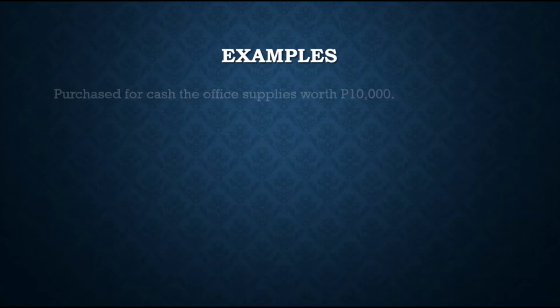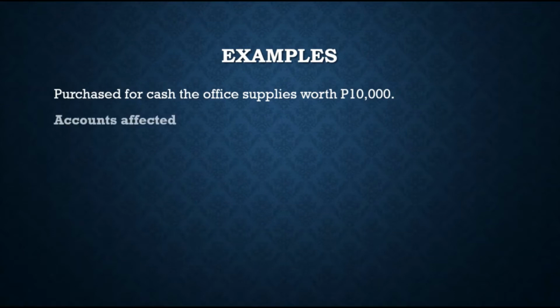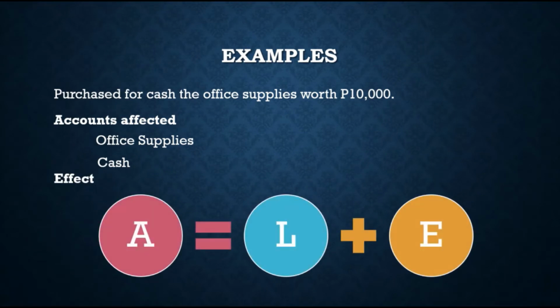So next example naman, purchased for cash the office supplies worth 10,000 pesos. So bumili daw si business ng office supplies worth 10,000 using cash. So ang accounts na affected in this transaction ay office supplies and cash. So alam na natin yung mga accounts affected. Next naman is alamin natin yung effect ng transaction. Since both of these are on the asset side, walang magiging effect sa liabilities and equity natin. Since office supplies were purchased, ibig sabihin nadagdagan ang office supplies. Tapos since nagbayad tayo ng cash para sa pagbili ng supplies, so mababawasan naman yung cash natin.